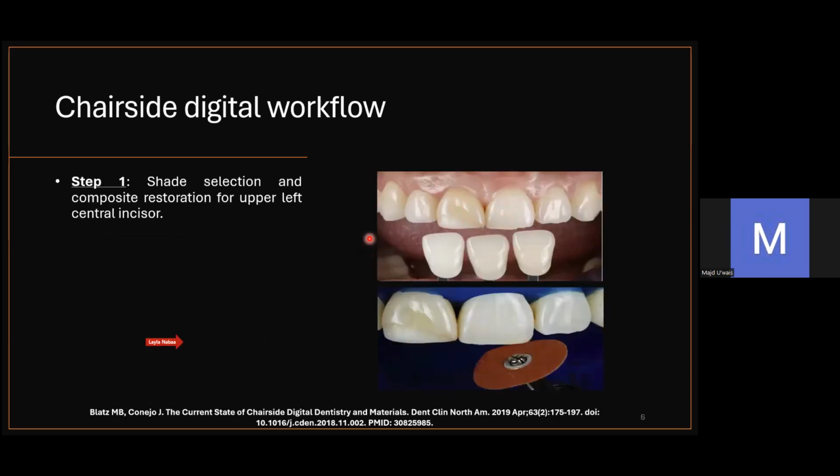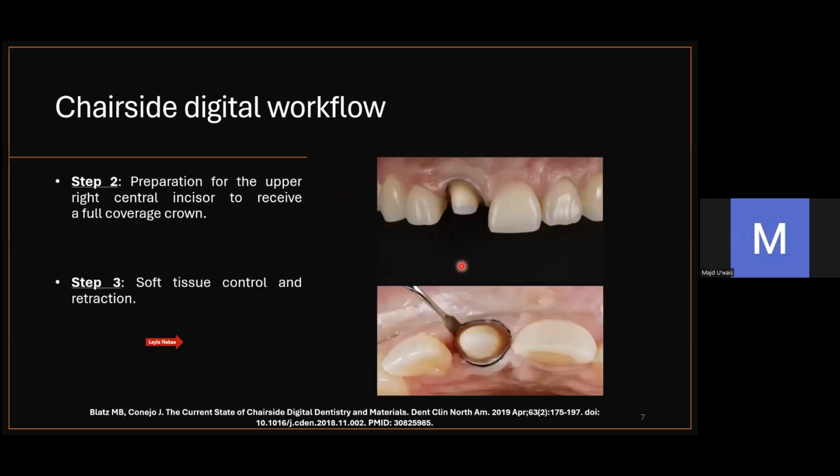Regarding the workflow, the first step, of course, was shade selection and composite restoration for the upper left central incisor. Then preparation of the upper right central incisor to receive the full coverage crown. I have a question for you regarding this workflow. In case you need to take an optical impression, do you still need a retraction cord? What do you think? Yes, for sure, Majd. Yes, of course. Yes, why?